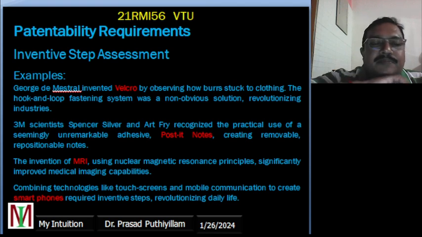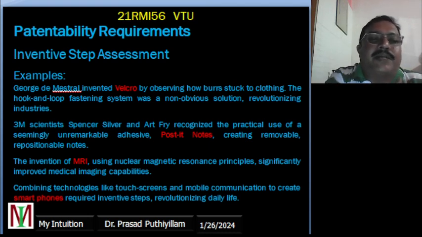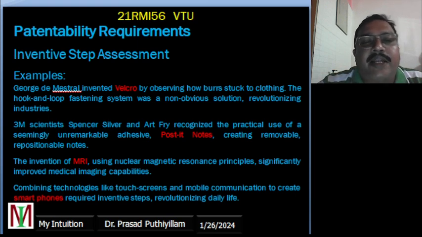The second example is the Post-it, just to post on the wall and remove whenever you want. It's a special one. The 3M scientists Spencer Silver and Art Fry recognized the practical use of a seemingly unremarkable adhesive, creating removable, repositionable notes. MRI, magnetic resonance imaging: the invention of magnetic resonance imaging using the nuclear magnetic resonance principle significantly improved the medical imaging capability. Okay, so it gives an example for inventive step assessment.